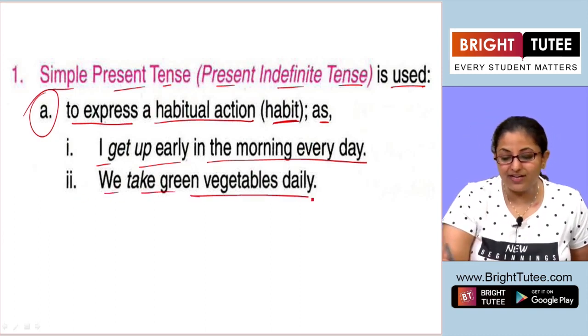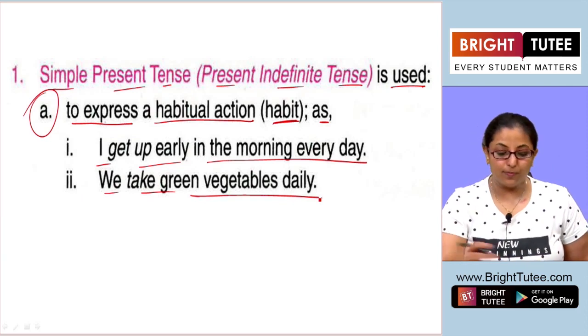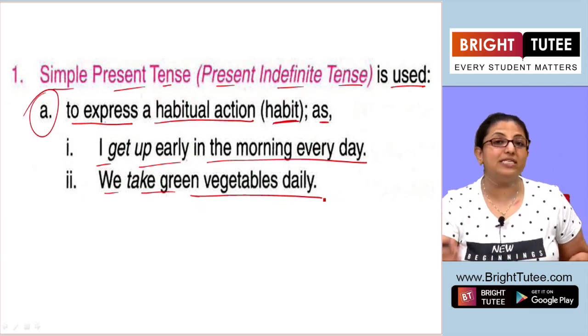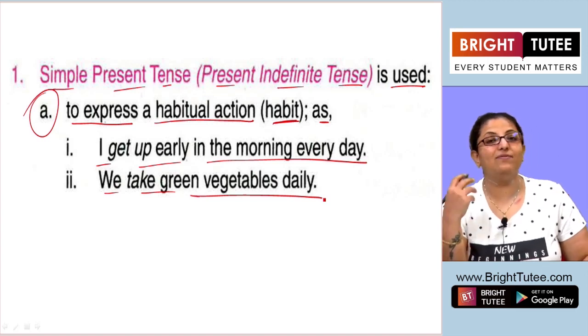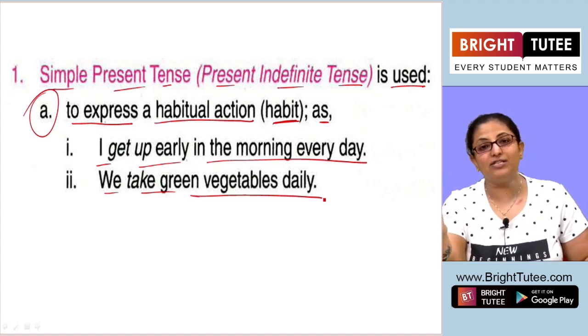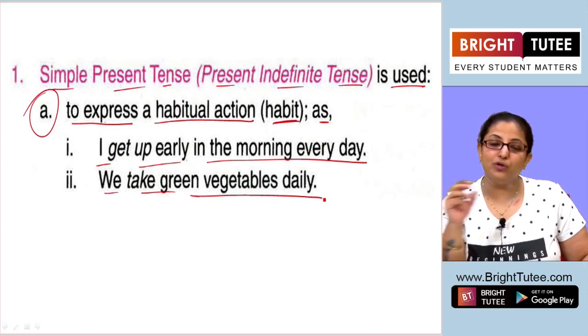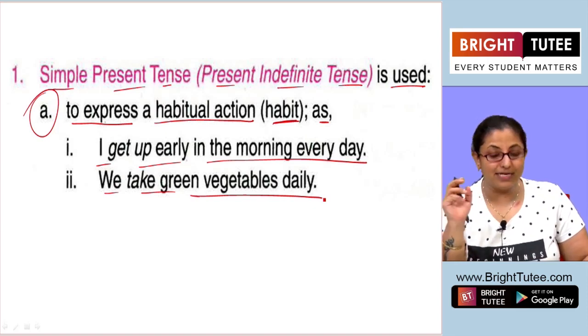We take green vegetables daily. So again, this sentence shows the simple present tense because it is a habit that we take green vegetables every day, daily. So it is a habit. So it is in the simple present tense.